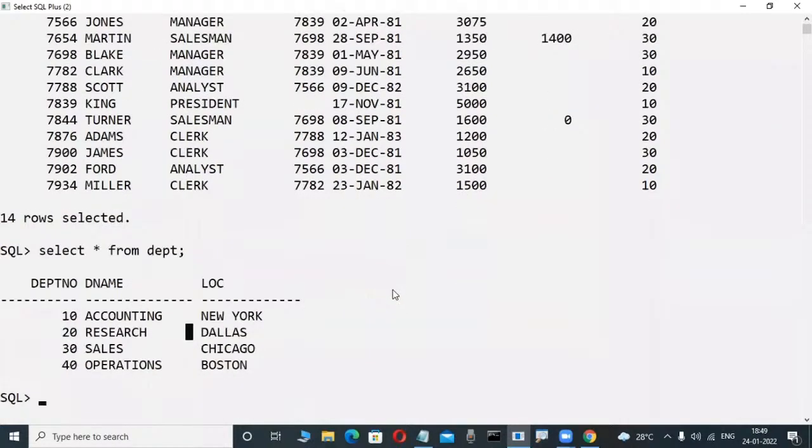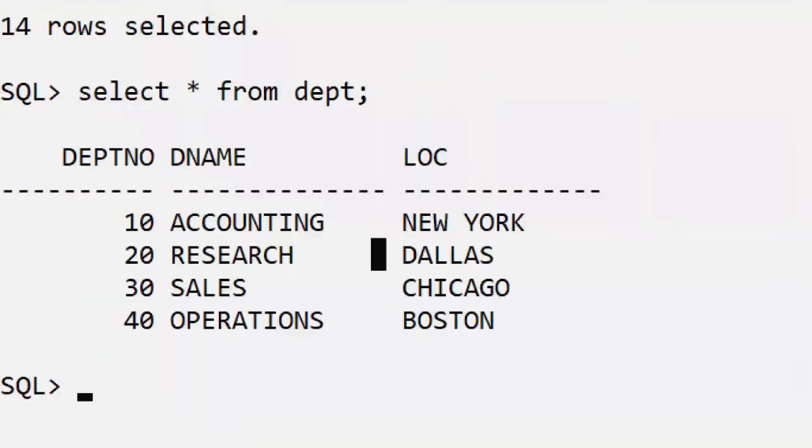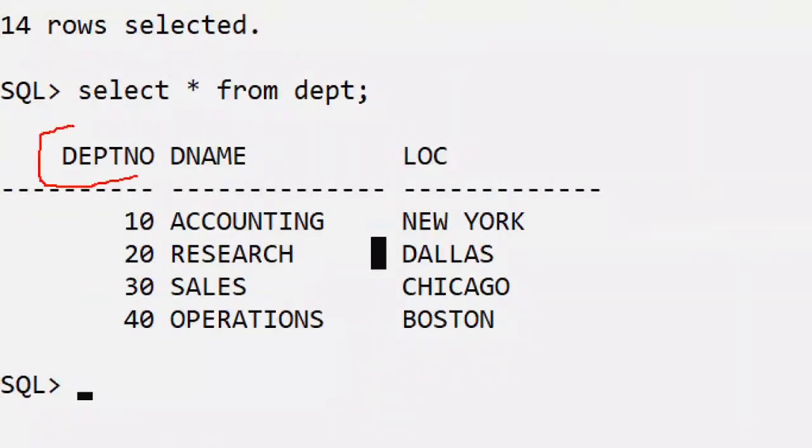Which one is a master, which one is a child? Check it out here. Both the tables have a common column. Check it out, a common column is there. DEPT number is a column in the DEPT table. For master and child, compulsorily common columns are there.